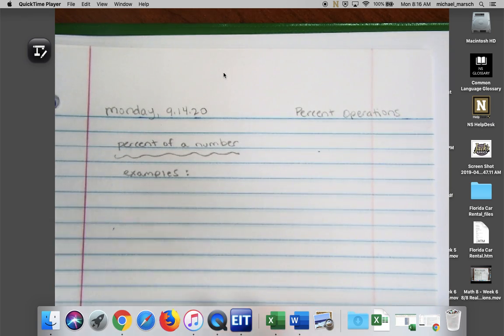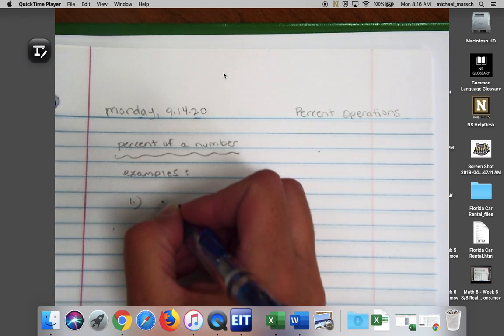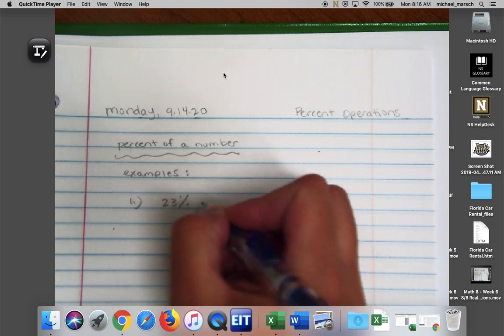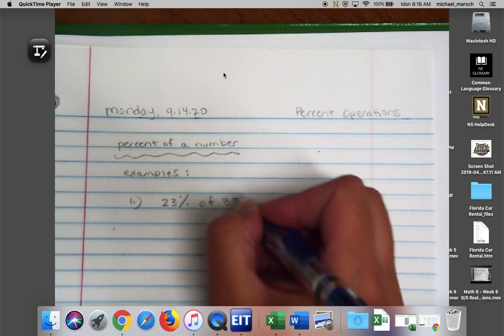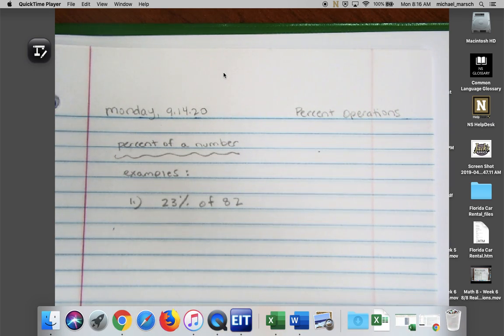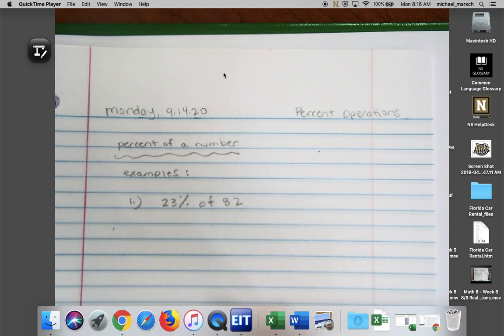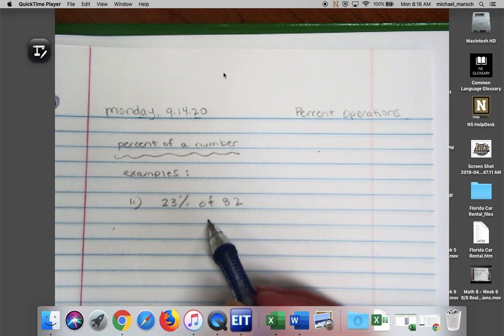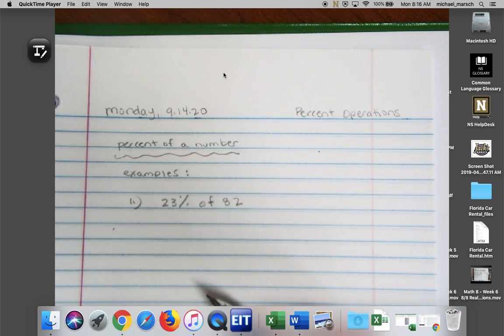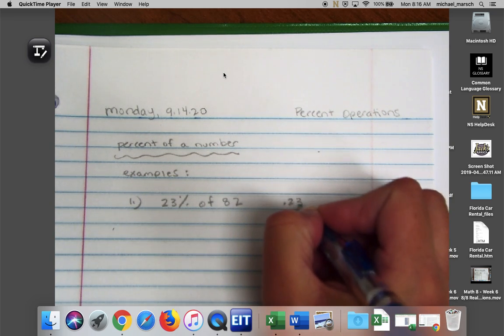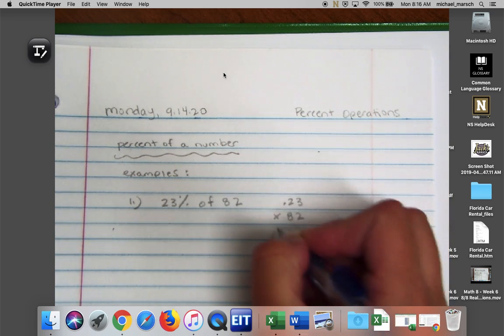So we've got some examples. Example number one, if I want to find 23% of 82, right? Two kind of random numbers. If you remember from the video, he advised you to take this percent and turn it into a decimal. And remember, of means to multiply. So we're going to do 0.23 times 82. So out to the side, 0.23 times 82.